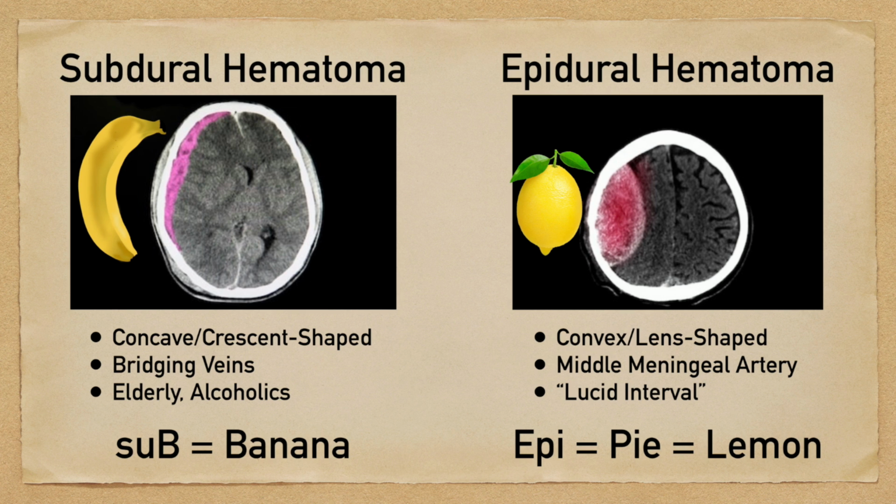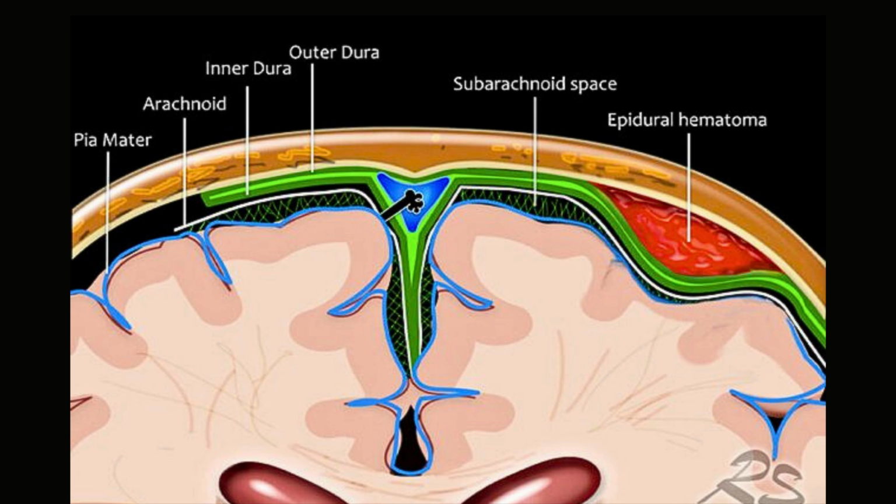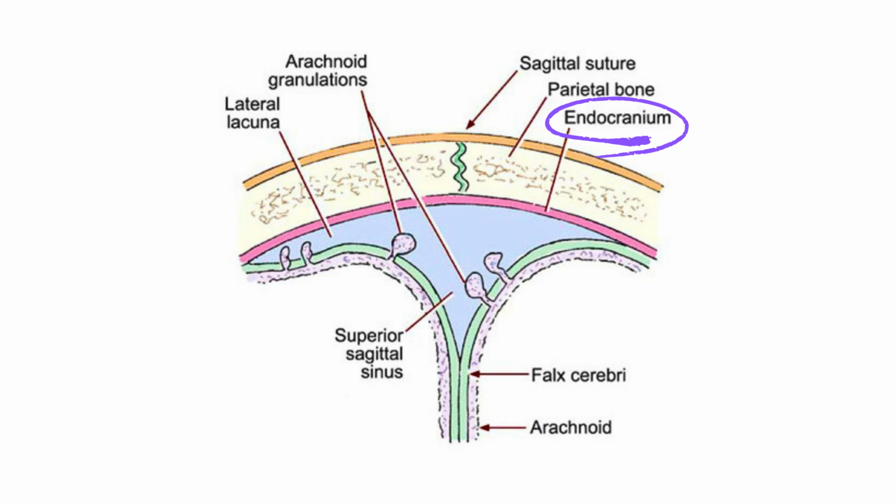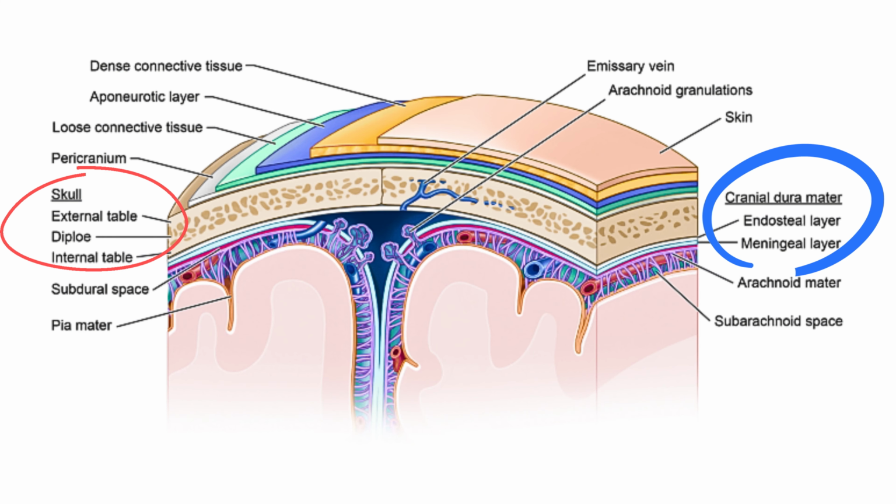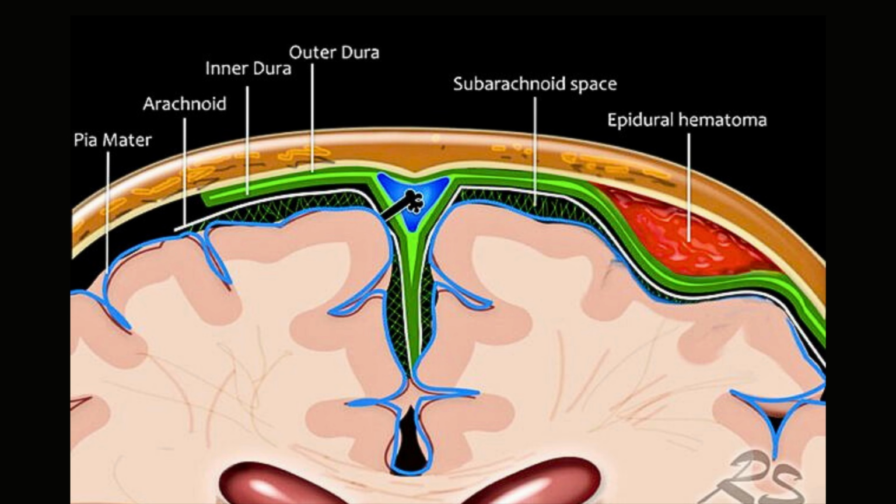Now, it is equally important to understand why a lentiform, lens-shaped, biconvex or lemon-shaped shadow is seen in an epidural or extradural hematoma. This is also due to the way the blood accumulates within the space between the inner table of the cranial vault and the outer layer of the dura that we call endocranium, the periosteum of the bone covering from inside. It's the outer layer of the dura. We call it endocranium, right? So the blood is between the cranial vault and the outer layer of the dura.